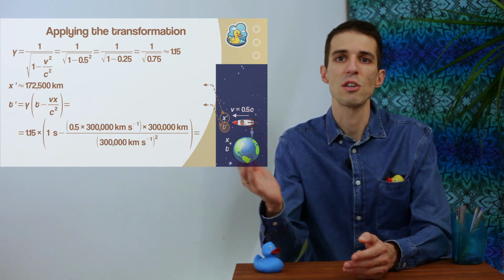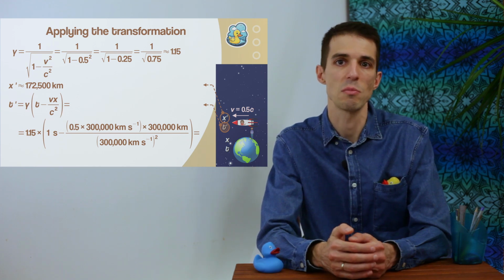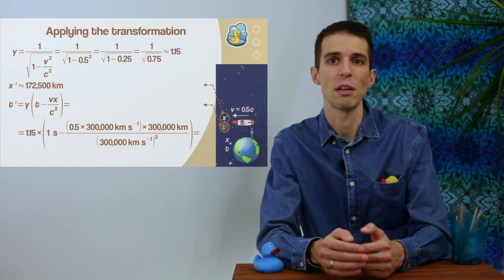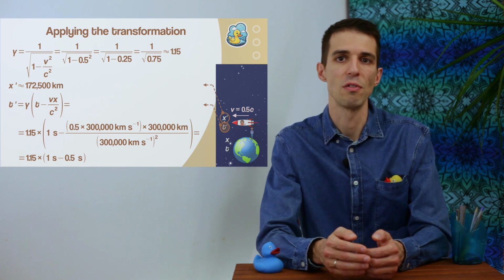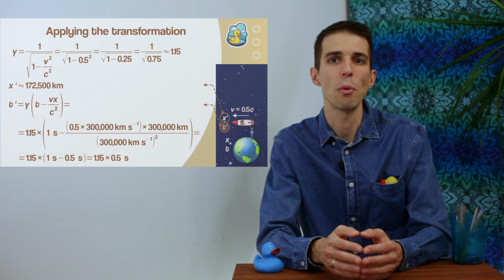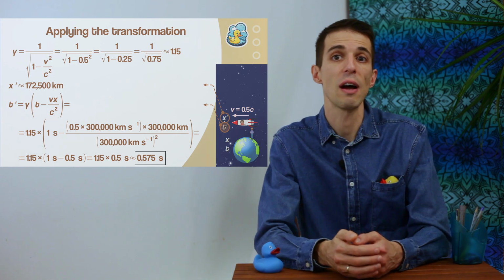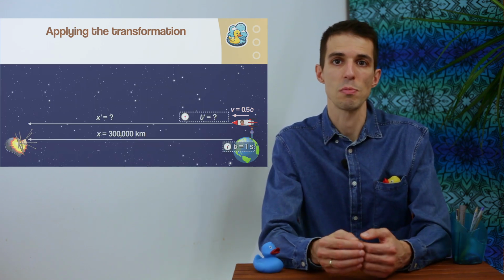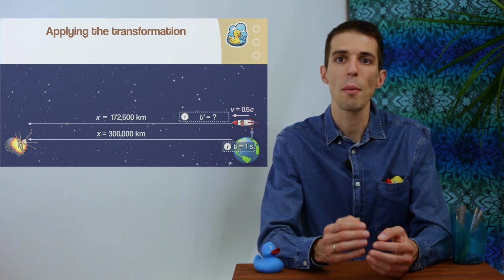For the time, t' = γ(t − vx/c²). Substitute the values: t' = 1.15 × (1 − 0.5 × 300,000 × 300,000 / 300,000²), which equals 1.15 × (1 − 0.5). That gives t' = 1.15 × 0.5, or approximately 0.575 seconds. So, in the spaceship's reference frame, the event happens at a position of approximately 172,500 kilometers, and the event is measured to occur at approximately 0.575 seconds.